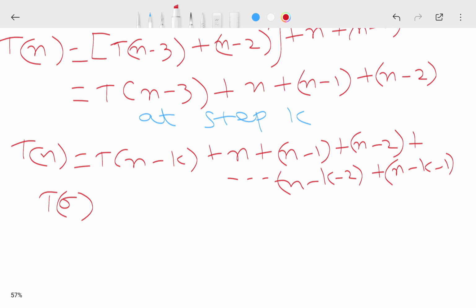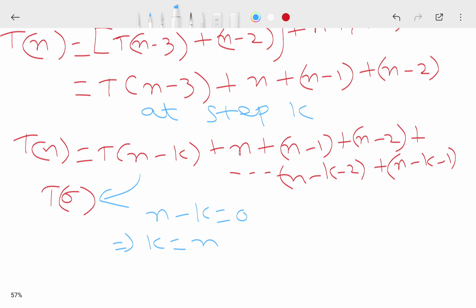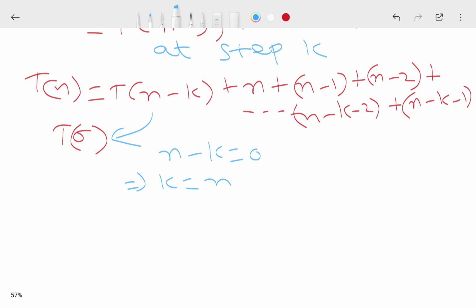So in order to solve this, we need to change this t of n minus k into t of 0. How to make n minus k into 0? It means n minus k equal to 0, which implies k equal to n. So substitute n wherever there is k. So now t of n equal to t of n minus n plus, wherever there is k, substitute n.